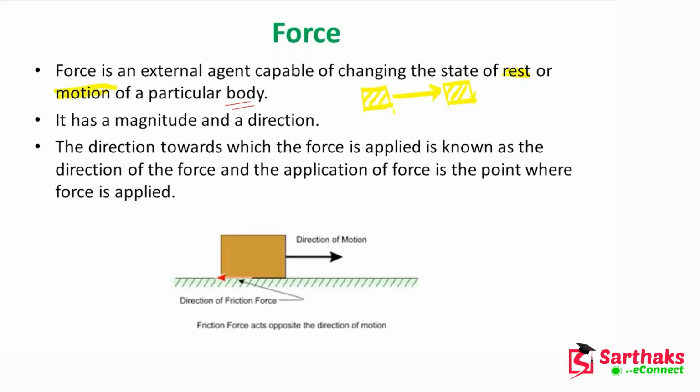It may be it will come to the rest, right? And the force has magnitude, also the direction. Okay, and in the definition of the vector quantity, we have studied that if you have both magnitude and direction, then it will be a vector quantity. That means force is a vector quantity. So the direction towards which the force is applied is known as the direction of the force.